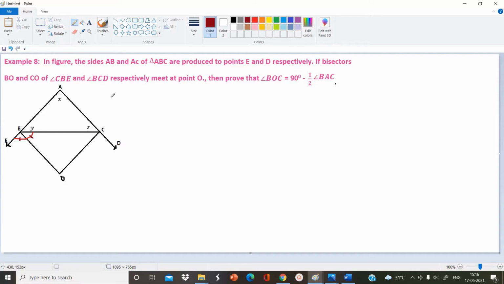And in the same way, here angle BCD is another angle, and this is also bisected by CO, and I am indicating with CO. So this is the information, and these two lines BO and CO are meeting at point O, and we have to prove that angle BOC equals 90 minus half of angle BAC. So come to the solution.